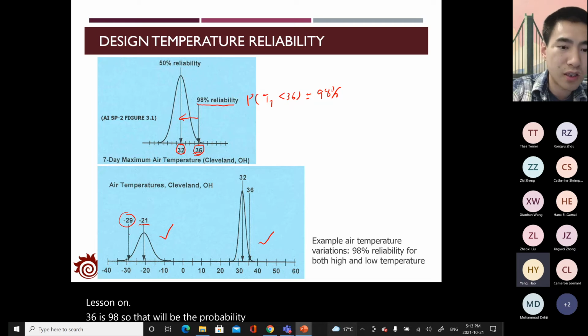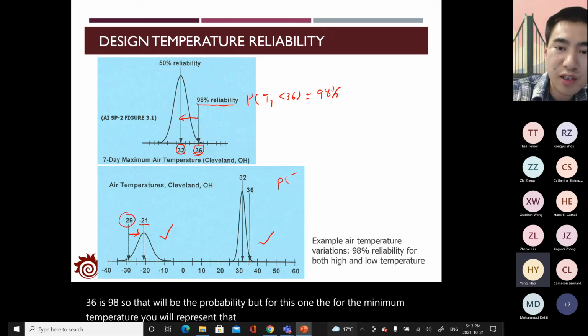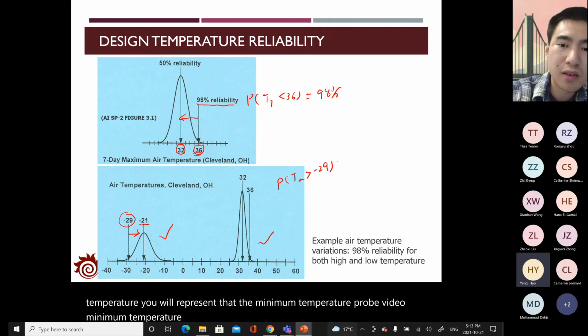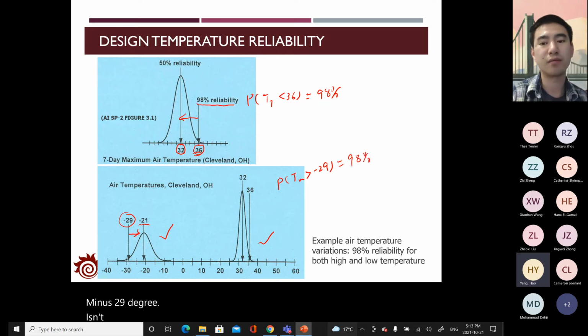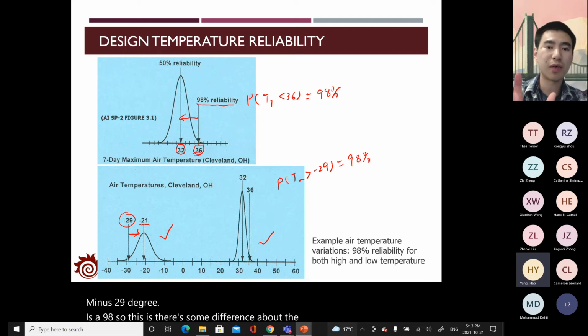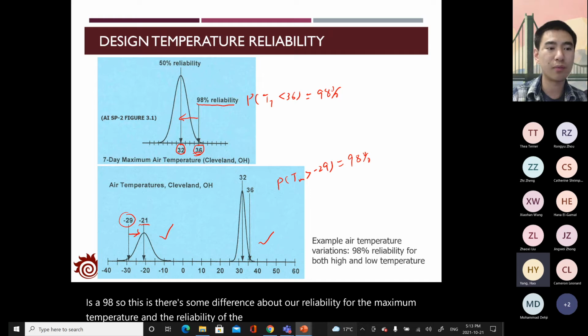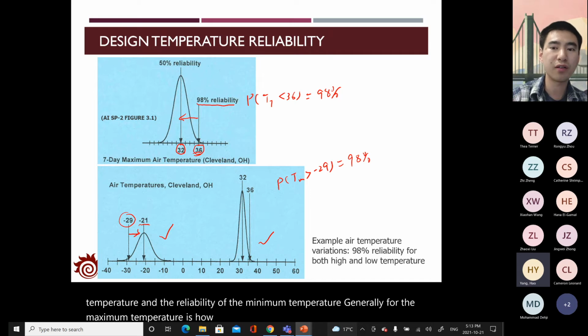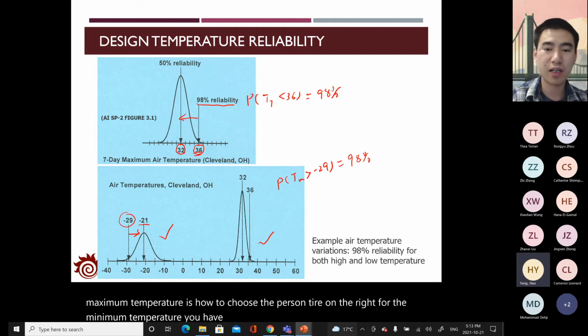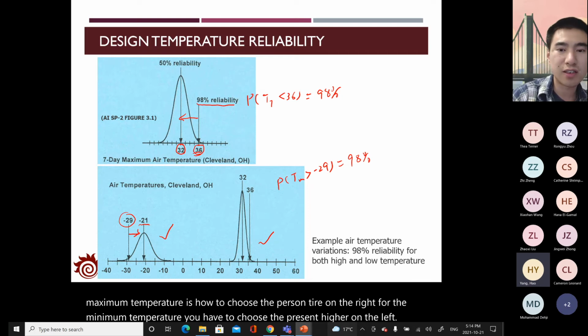But for the minimum temperature, the reliability represents that the probability of minimum temperature higher than minus 29 degree is 98%. So there's some difference about the reliability for the maximum temperature and the reliability of the minimum temperature. Generally, for the maximum temperature, you have to choose the percentile on the right. For the minimum temperature, you have to choose the percentile on the left.